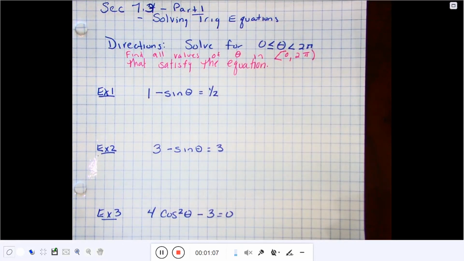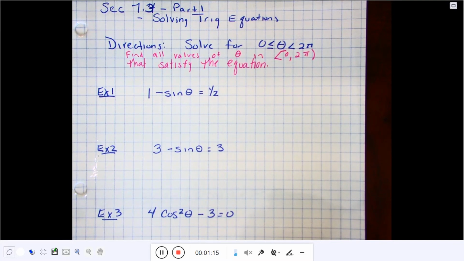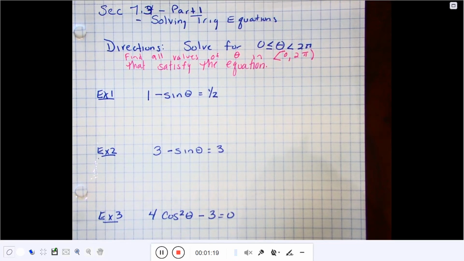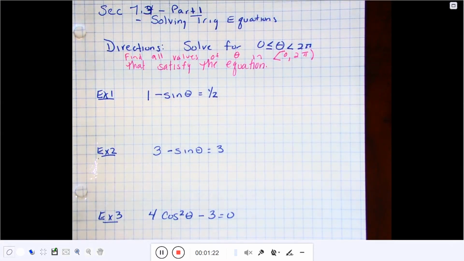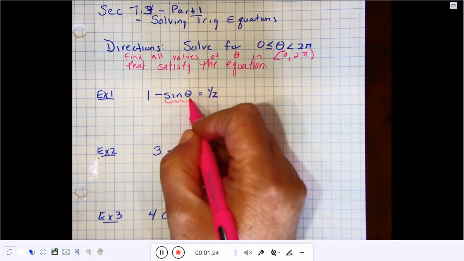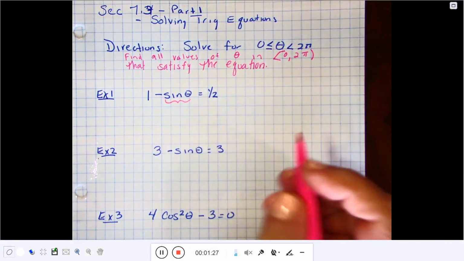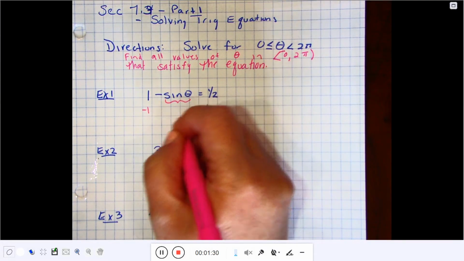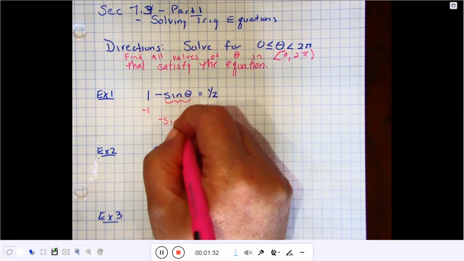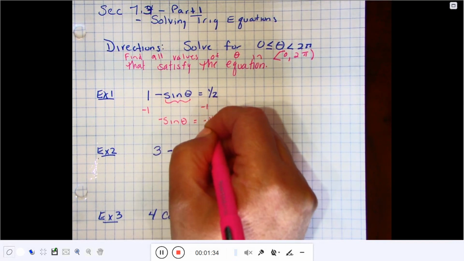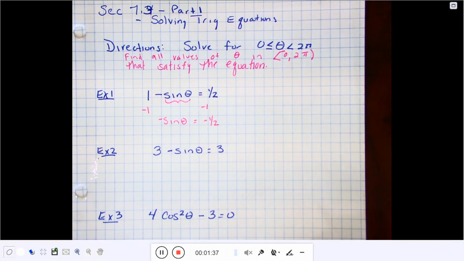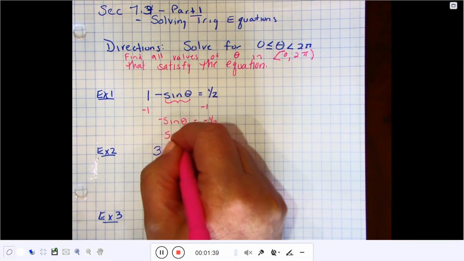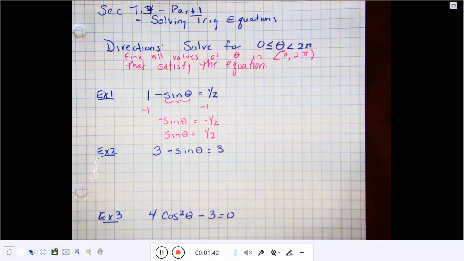It says 1 minus the sine of theta equals 1/2. I want to find all the values for theta that make this equation true. So just like when we solve equations algebraically, we isolate the variable. In this case, we're going to isolate the trig function. So I'm going to first start by subtracting 1 from both sides. So I have negative sine theta equals negative 1/2. Then divide both sides by negative 1, so I get the sine of theta equals 1/2.